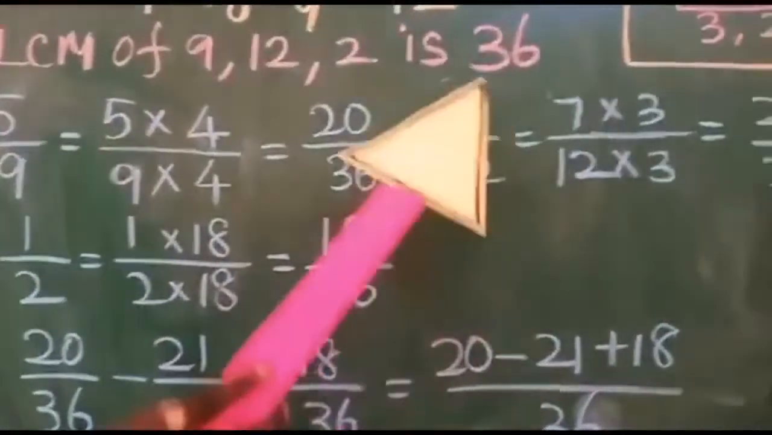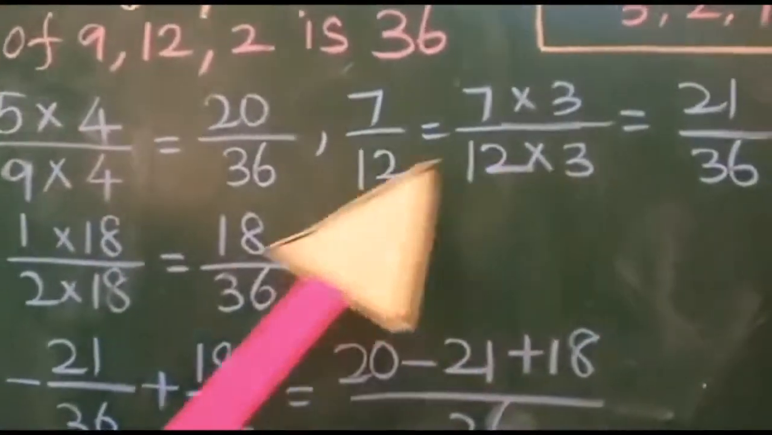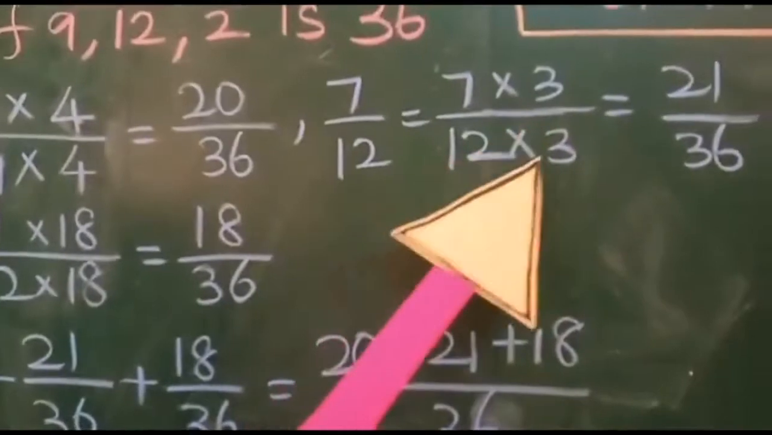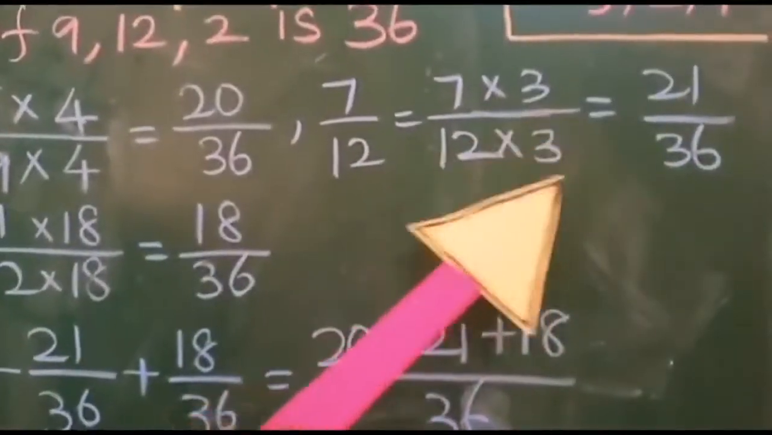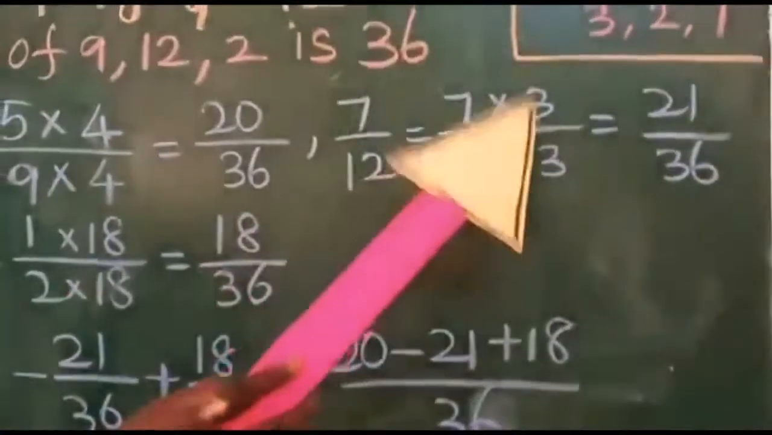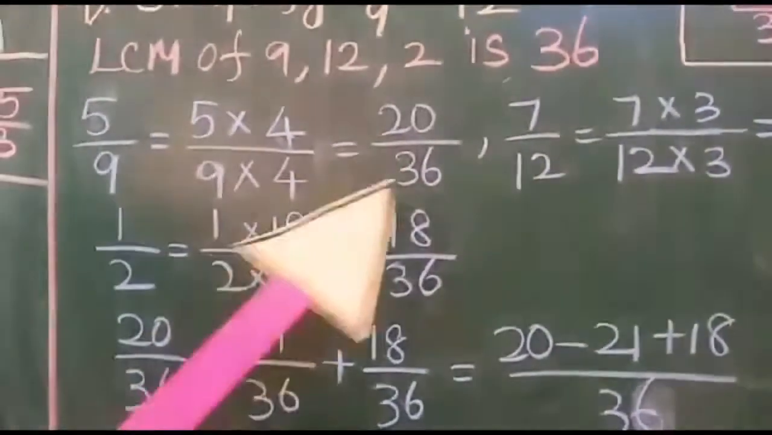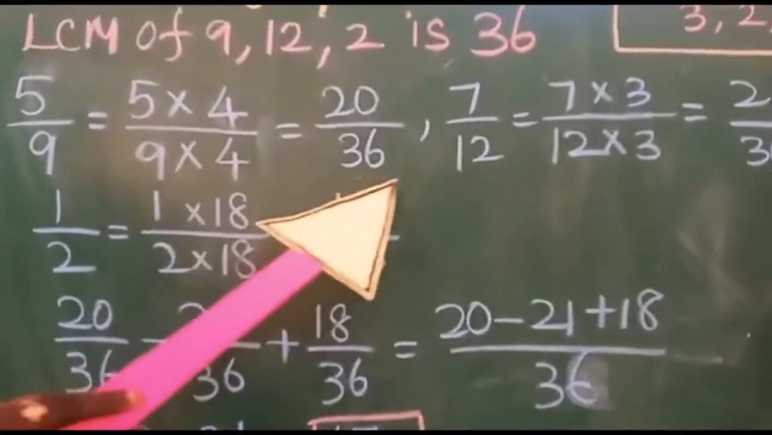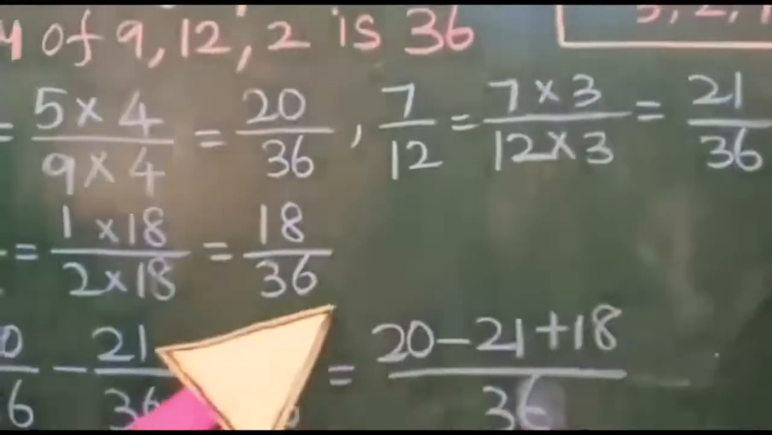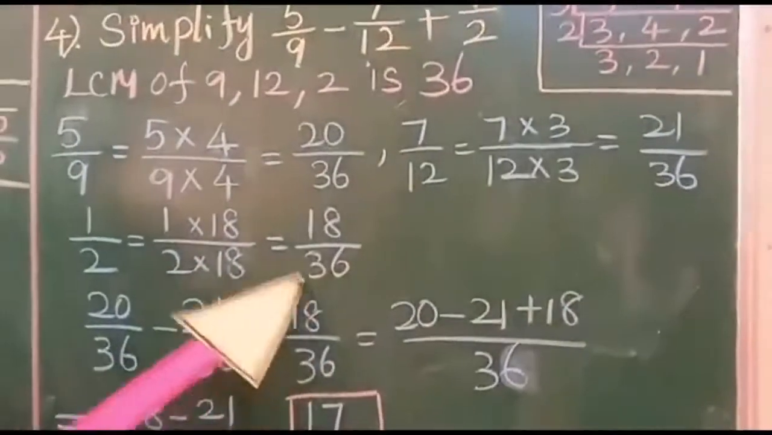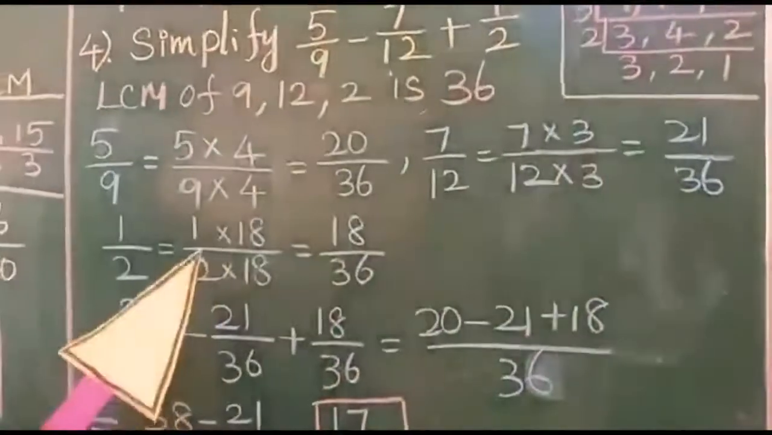And similarly 7 by 12 also. Which number can we multiply with 12? It's 12 into 3. So 12 3s are 36. That same 3 we multiply with the numerator. 7 3s are 21. Similarly 1 by 2 also. Now we have equalized the denominators. 36, 36, 36. So all the denominators are equal.